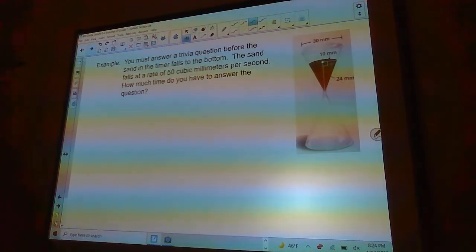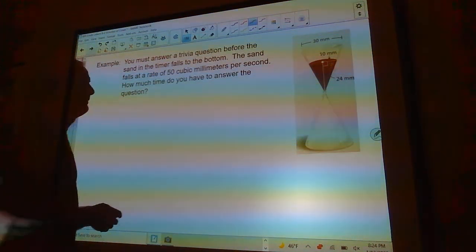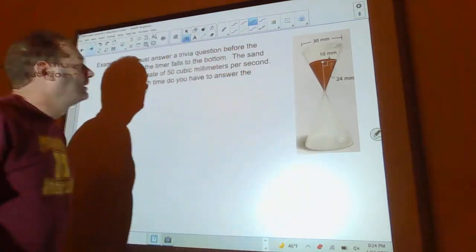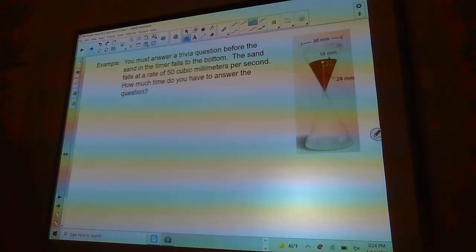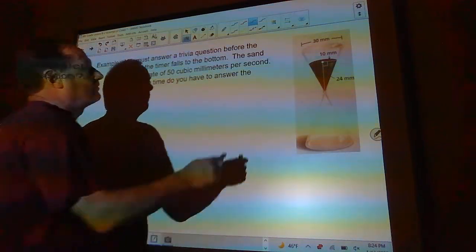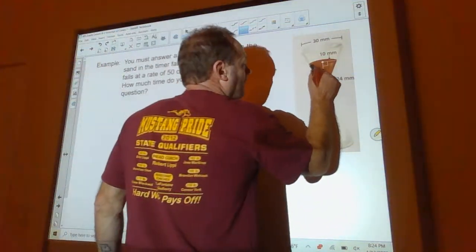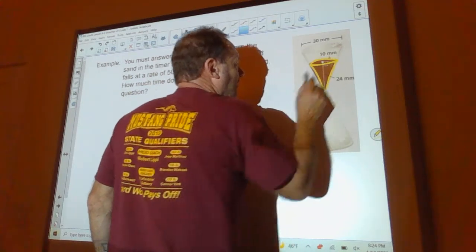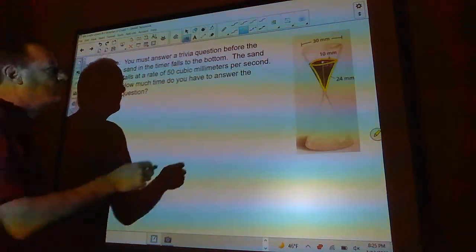Okay, you must answer a trivia question before the sand in the timer falls to the bottom. So you can see you've got an hourglass over here, you've got sand right here. The sand falls at a rate of 50 cubic millimeters per second. How much time do you have to answer the question? So we have a cone right here that we have to find the volume of.